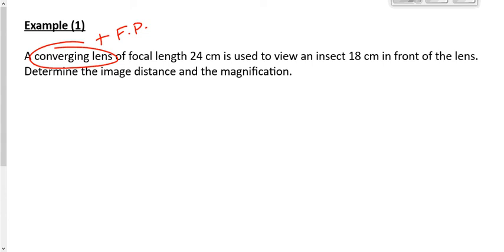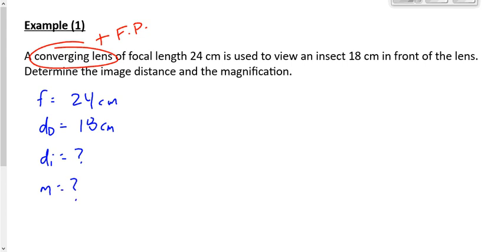Okay, it's used to view an insect that's 18 centimeters in front of the lens. What's the image distance and the magnification? F is positive 24. Sometimes it's negative if it's a diverging lens. My object distance here, where the insect is, is 18 centimeters in front of the lens. DO is always positive, right? Look at your table. DO is always positive for us in Physics 30. We're looking for the image distance, DI, and we're looking for the magnification. We only have two equations, right? Which one do you want to try first?